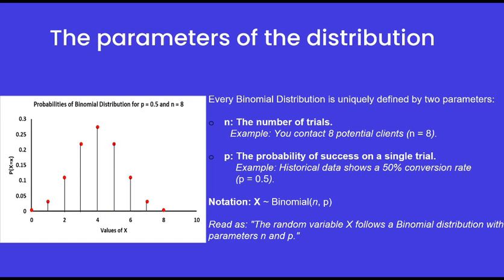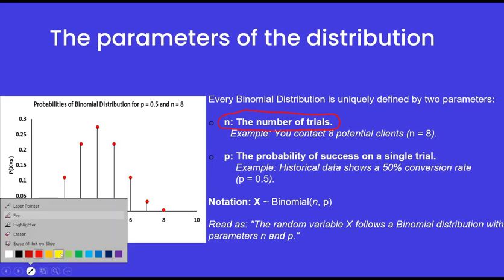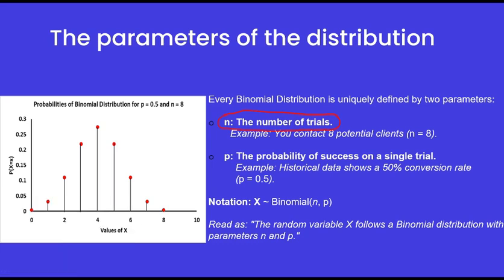So in the binomial distribution we have two parameters. One is n. What is n? The number of trials. That means the number of times we repeat the experiment. And the next one is p. That is the probability of success of a single trial. In any single trial, what is the probability of success?